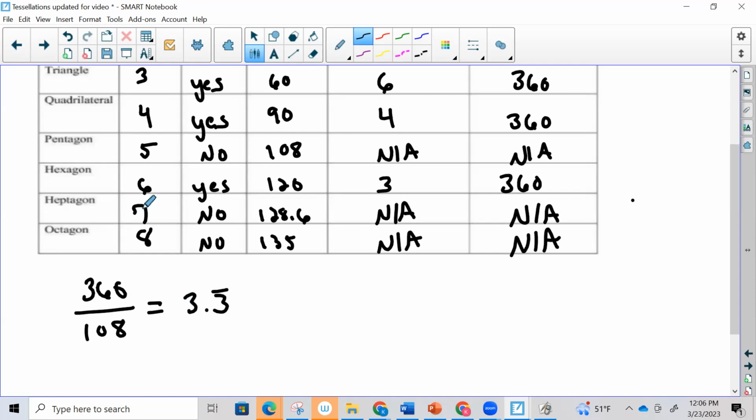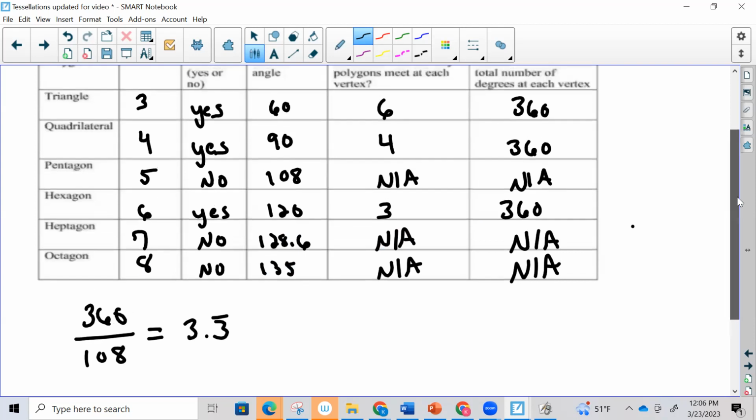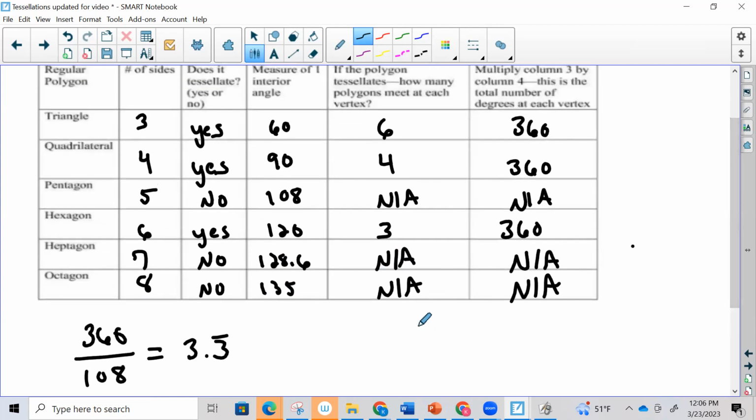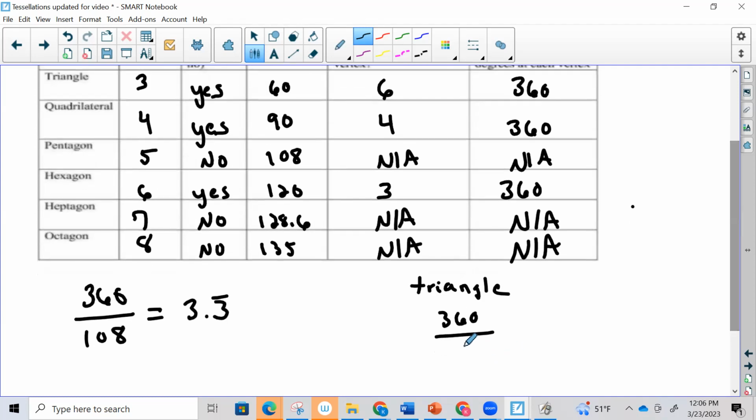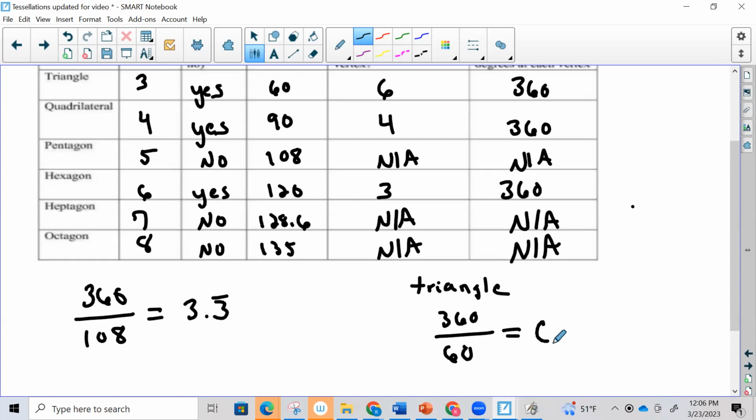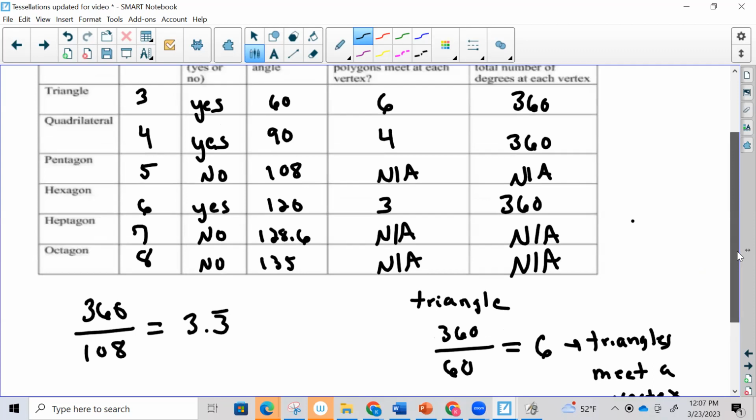Right? And the same thing for a heptagon or octagon. If I take 360 and I divide by that interior angle, I'm not going to get a whole number. But if I do the triangle and I do 360 divided by 60, the interior angle, that is going to give me 6. And so that means I have 6 triangles that meet at a vertex. And therefore it will tessellate because they will completely cover that vertex and therefore completely cover the plane if I keep duplicating them. Okay.